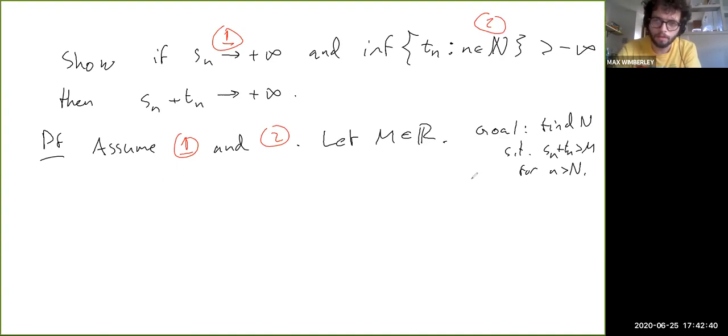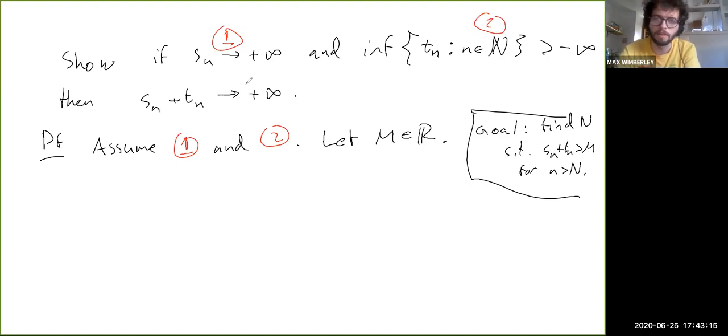Okay, so the key ingredients are, hopefully this is becoming a pattern that you become familiar with, that there's one assumption that's helping us. Sn going to infinity is what's helping this sequence go to infinity. That's going to be the thing that we ultimately leverage to pick capital N, right? So that's our helpful assumption.